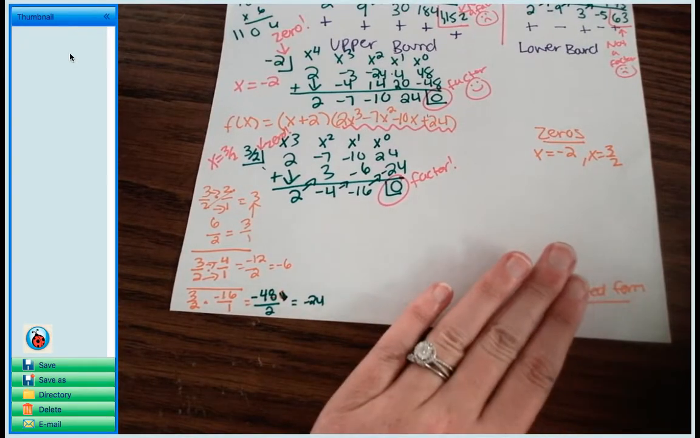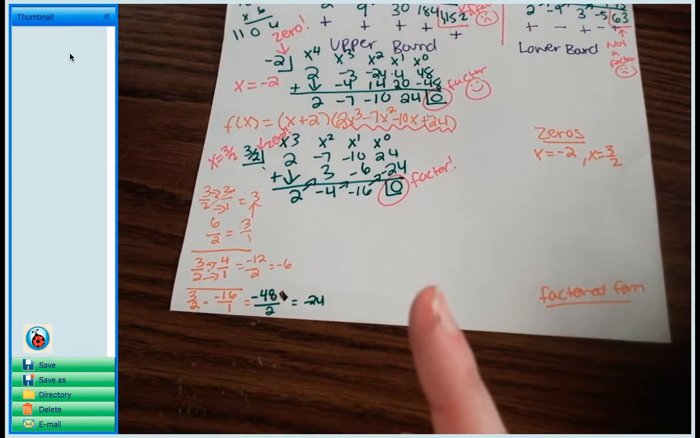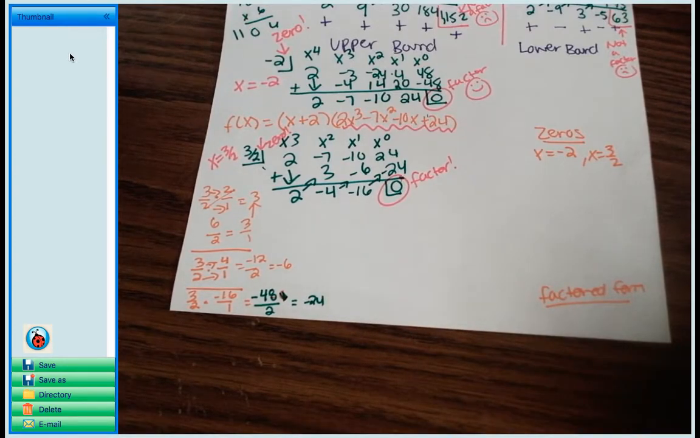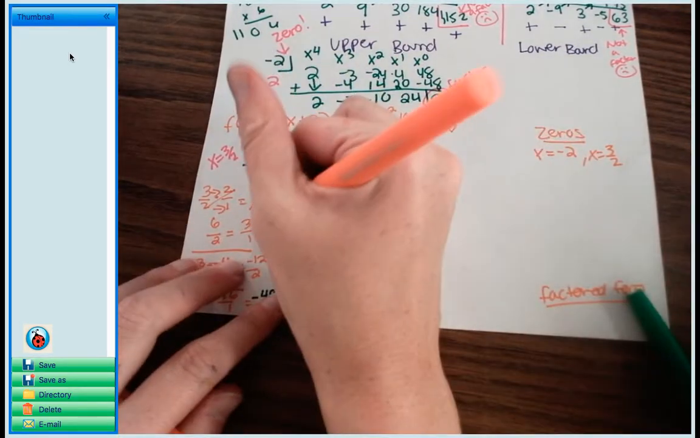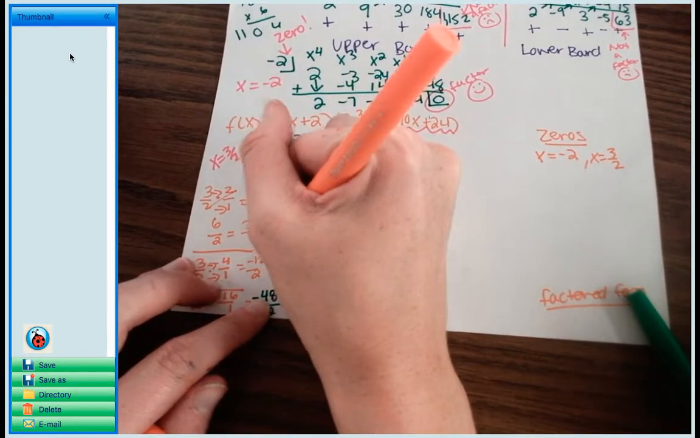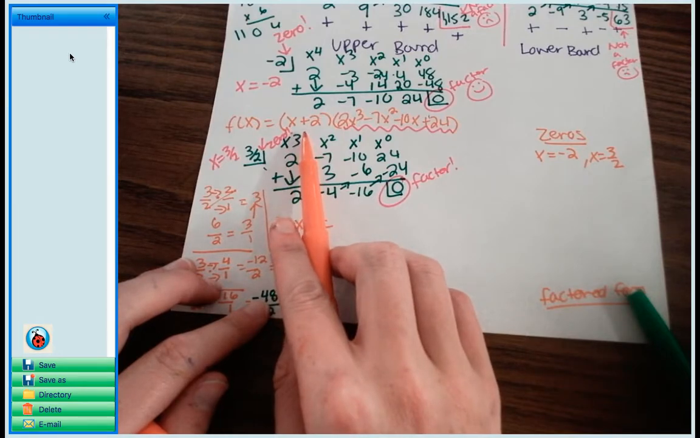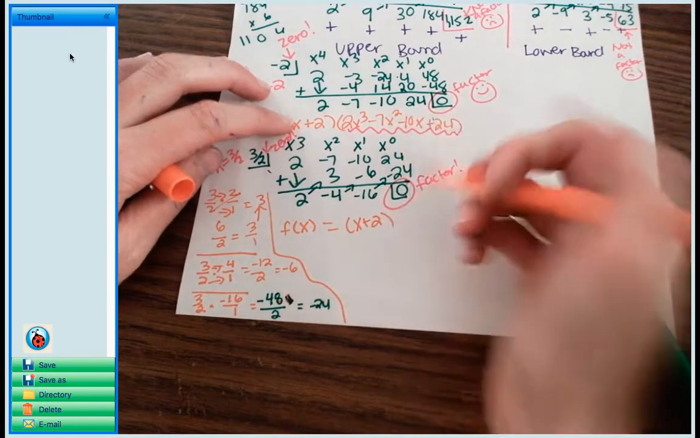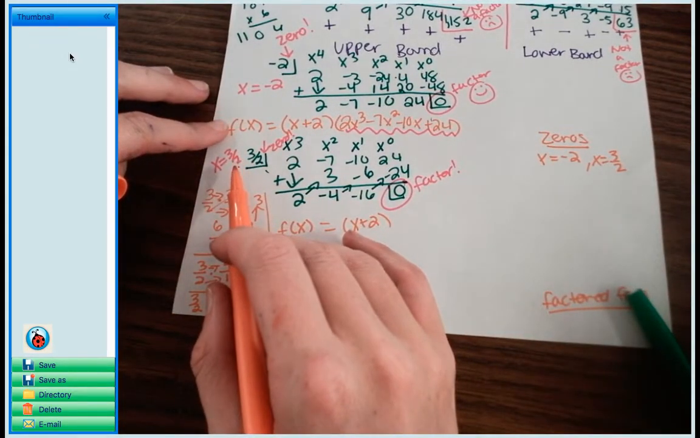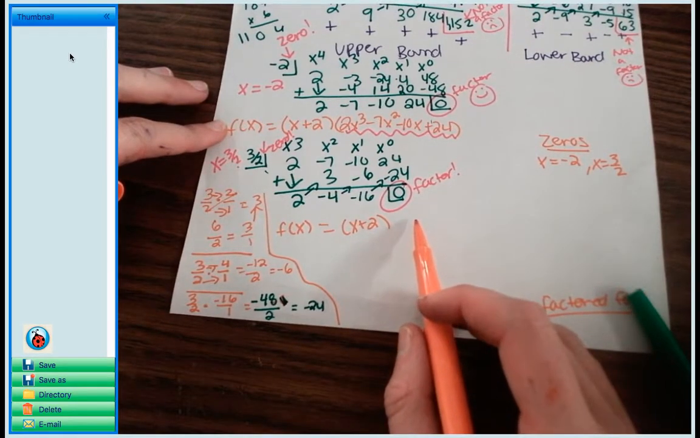Okay, so we're going to keep writing this in factored form, and hopefully eventually we can factor this thing so I don't have to keep going through this process. So we have f of x equals, I'm going to write the previous factor we found, which is this x plus 2 right here. We found another one, which the 0 is x equals 3 halves. So in here, we're going to do the opposite, which is x minus 3 halves.